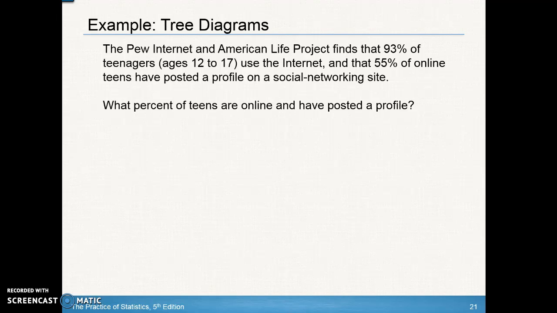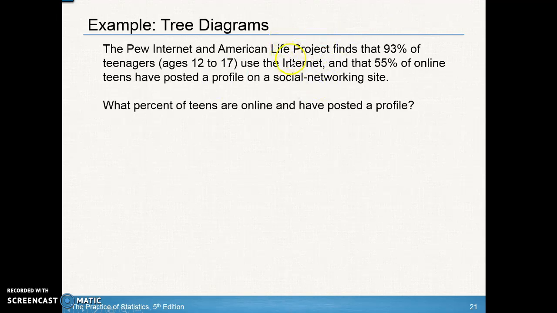The Pew Internet and American Life Project finds that 93% of teenagers use the internet, and 55% of online teens have posted on a social networking site. Now, this is a conditional probability because the condition is that they were already teenagers that were online. We want to know what percent of teens are online and have posted a profile. Honestly, you could probably do this without using a tree diagram, but I just want to show you what it looks like so that as you come across questions like this, they get a little bit easier.